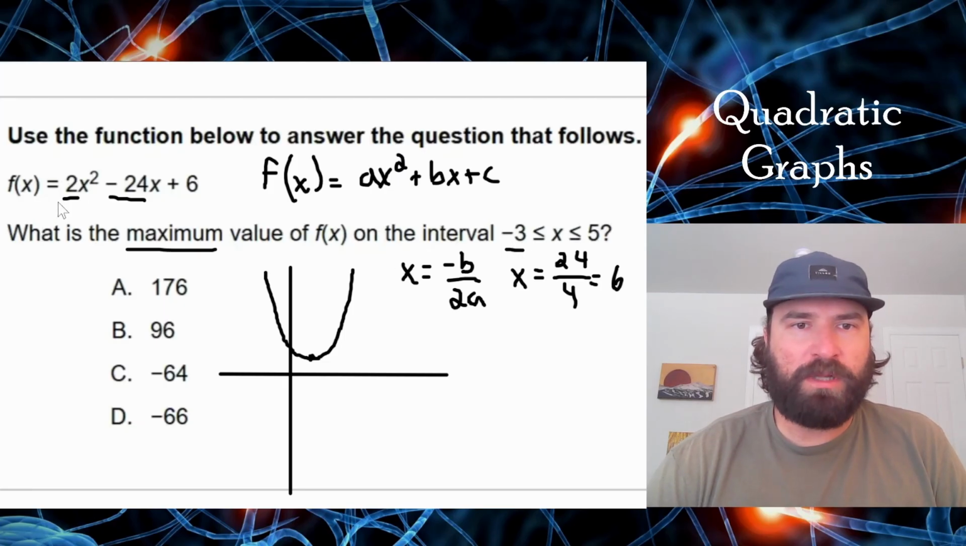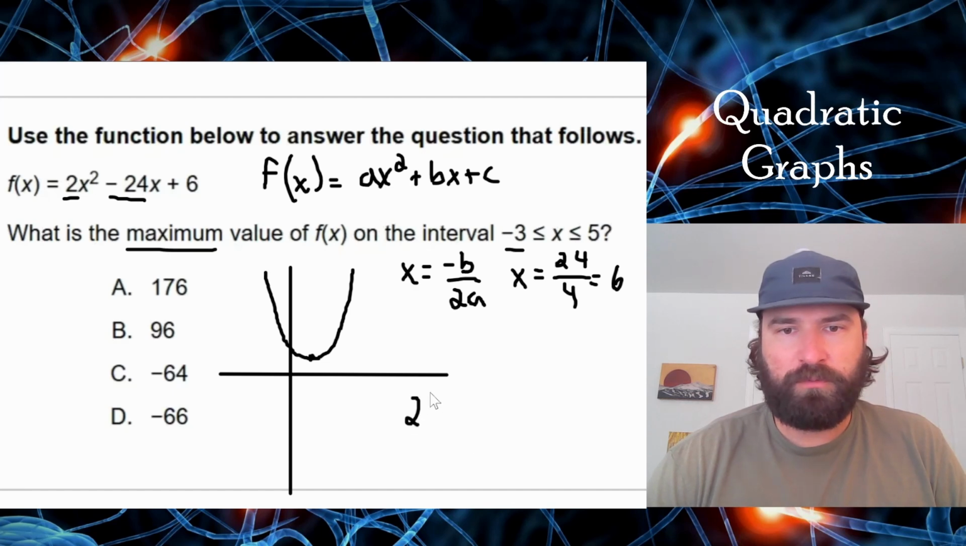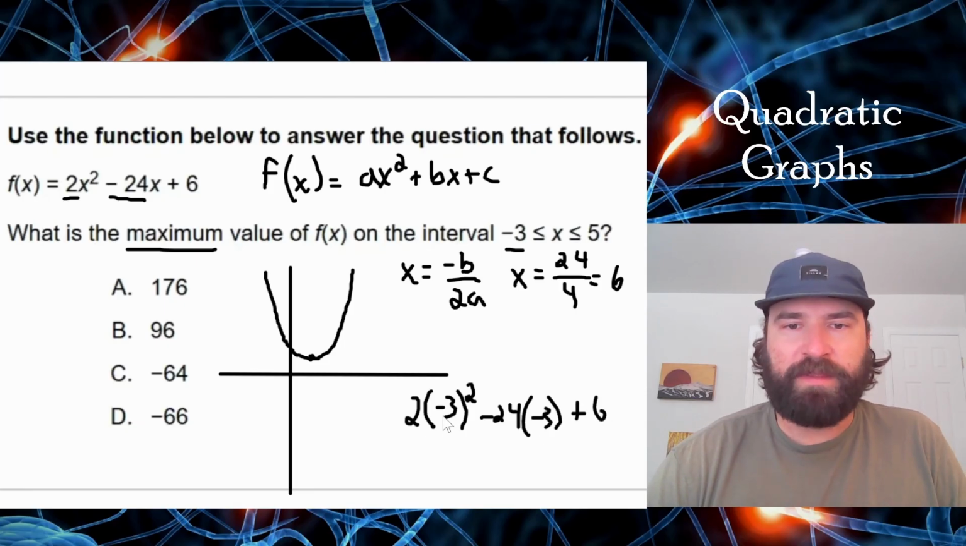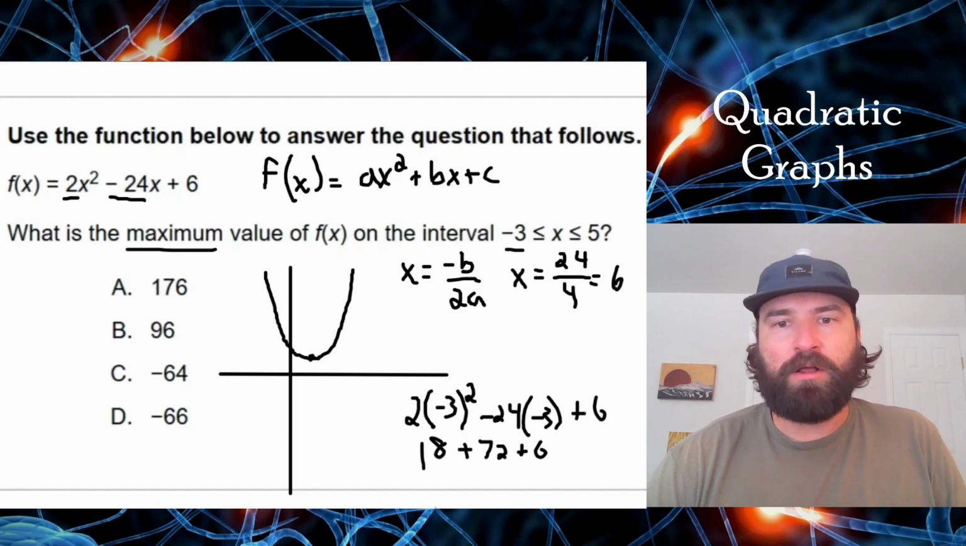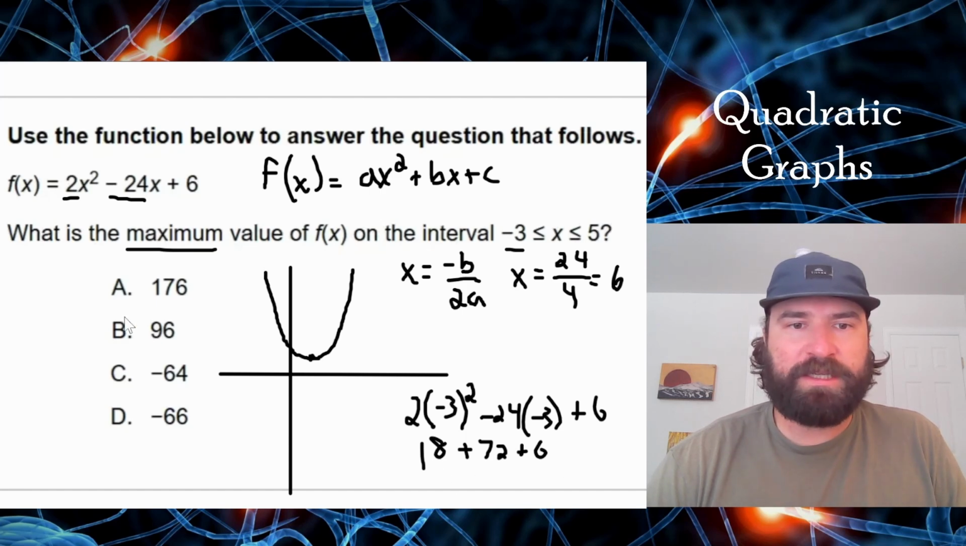So all we have to do is plug -3 into our equation. That should give us our answer. So we've got 2. We'll plug in -3 everywhere we have an x. We've got 2 times -3 squared minus 24 times -3 plus 6. Simplifying this, we're going to do -3 squared first. So that's 9 times 2, which is going to be 18. -24 times -3 is going to give us +72, plus 6. All of those numbers added together equals 96, which is answer B.